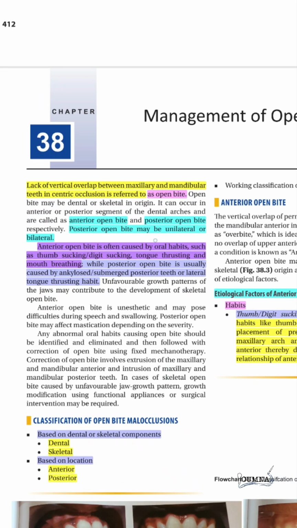It is usually caused by oral habits such as thumb sucking, digit sucking, tongue thrusting, and mouth breathing. But the posterior open bite is usually caused by ankylosed or submerged posterior teeth or lateral tongue thrusting habit.